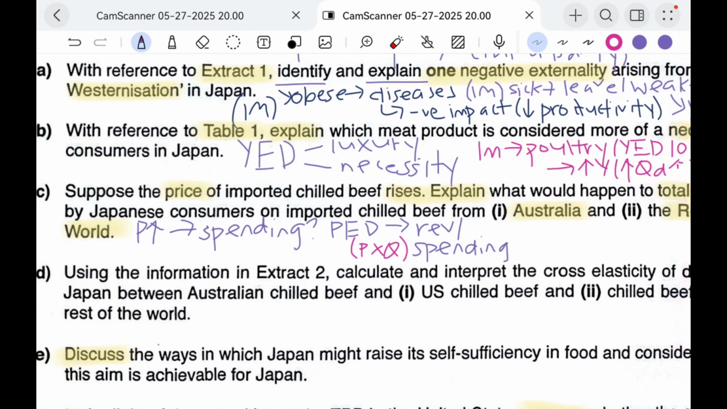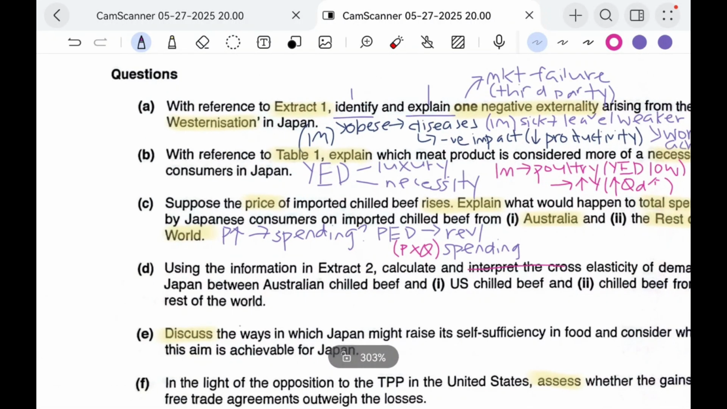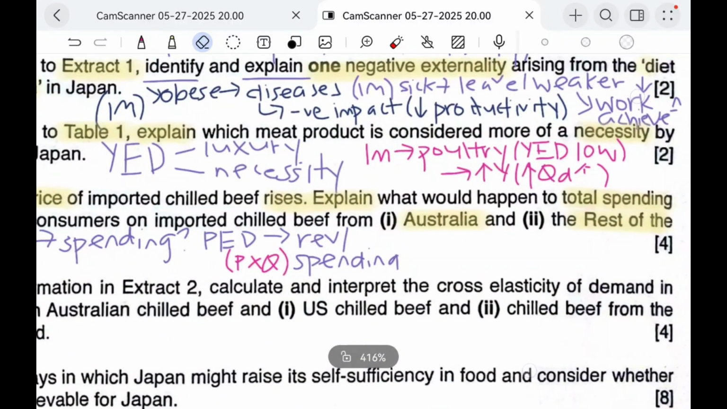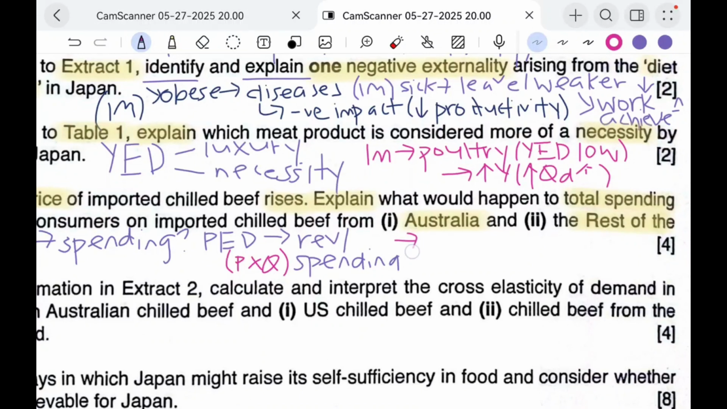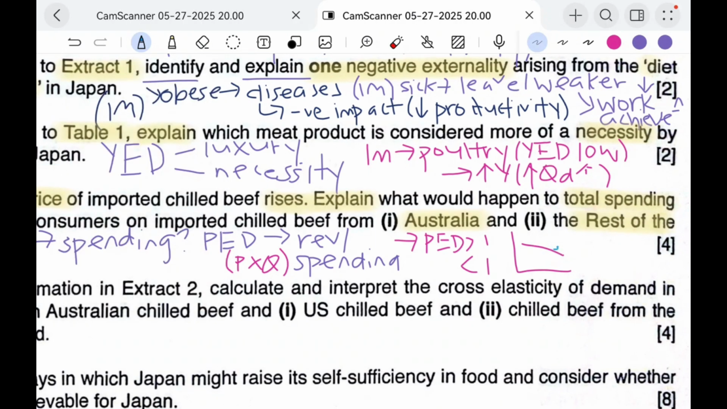So we say that if the PED is more than 1 or less than 1, there is a different impact to the graph, right? So we draw something like, if PED is more than 1, price elastic, then we will indicate a point on the graph. This is the initial revenue.